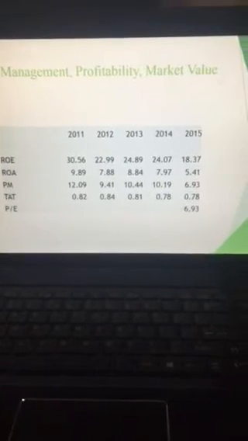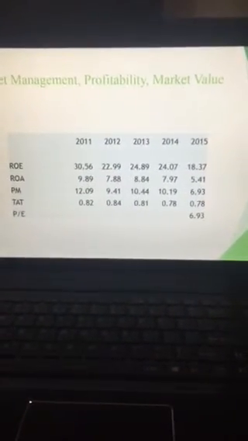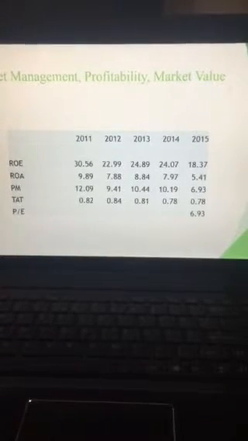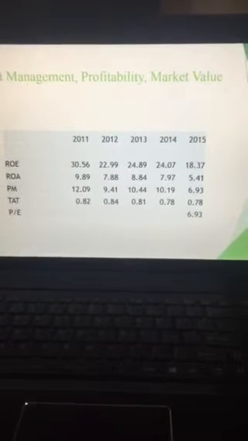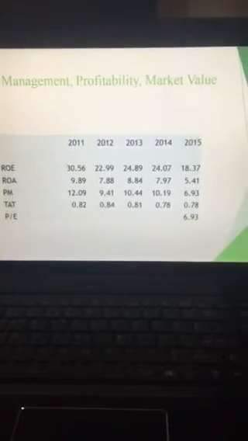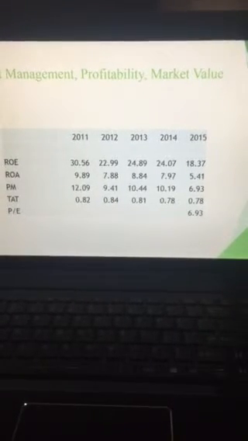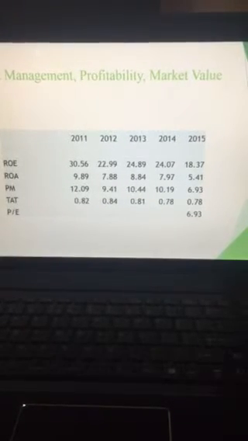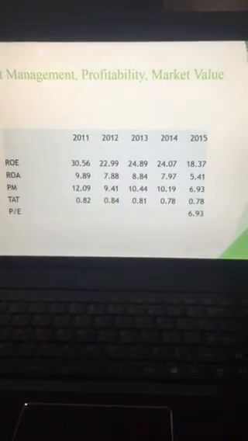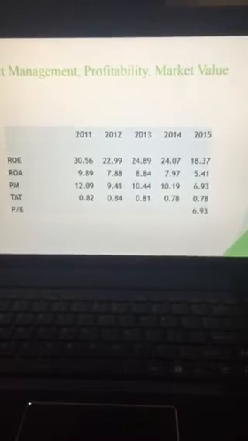ROA is how efficient management is when using assets to generate revenue. As you can see, it's declining from 2011 to 2015, from 9.89 to 5.41. Profit margin is how much money is being put back into the company. As you can see, this is declining as well from 2011 to 2015. Total asset turnover is a measure of asset efficiency. As you can see, that is also declining, so that does not look good.